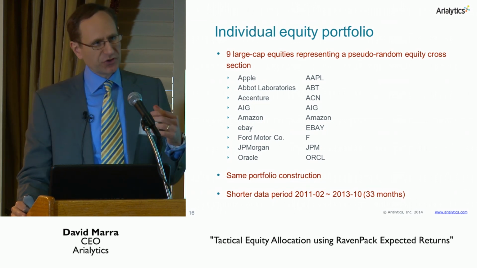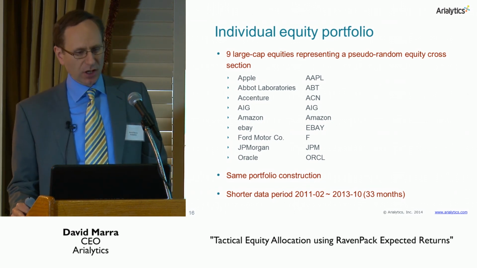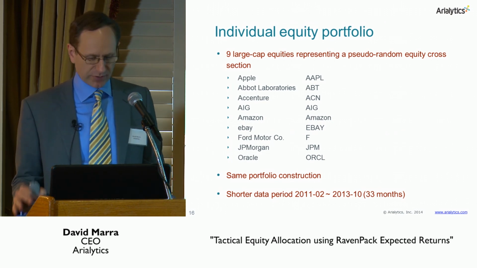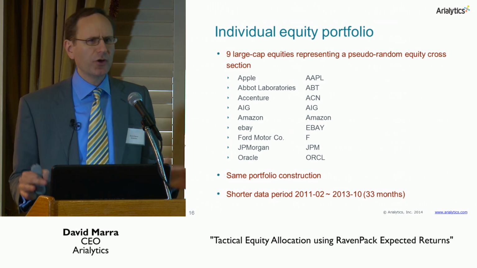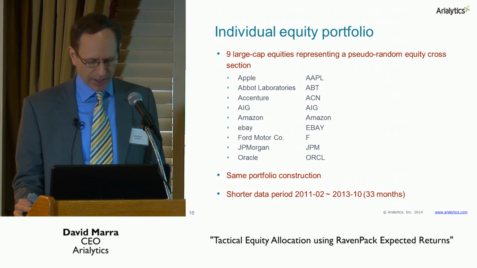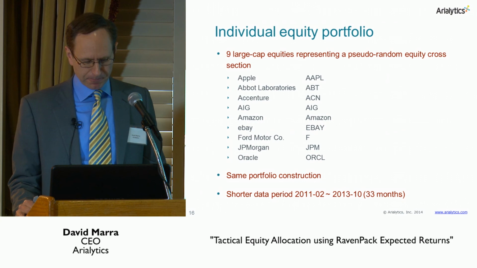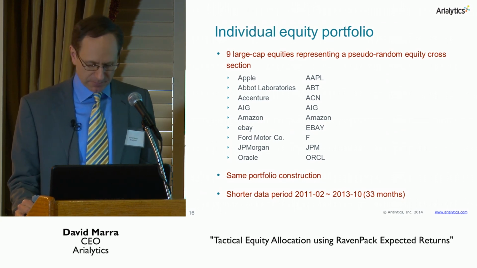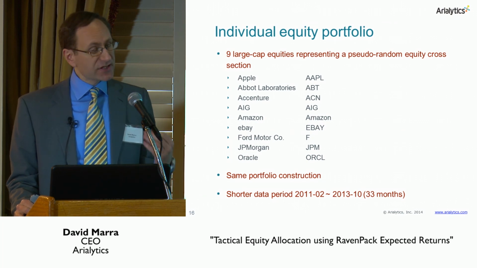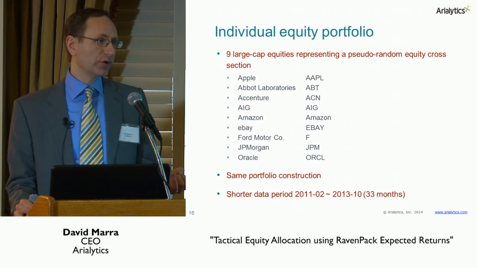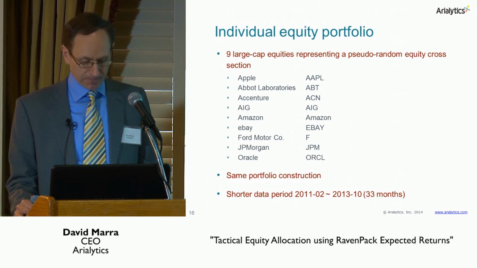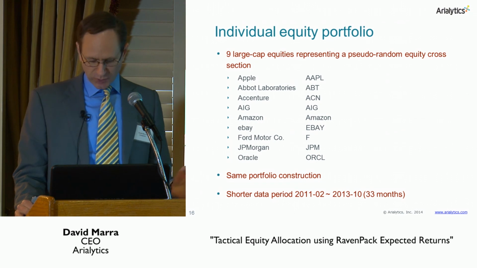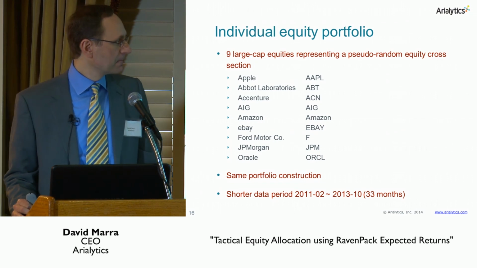So what we did is we just did a pseudo-random sample of large cap equities, and RavenPack kindly provided us with, I think, a top 100 largest equities, and we just sampled 9 of them out of it that would kind of represent different sectors and not be overlapping. That was the idea. And then we did the same portfolio construction, the long only and the long short portfolio construction. We had a little bit less data here, just ran out of time. We got 33 months of data.